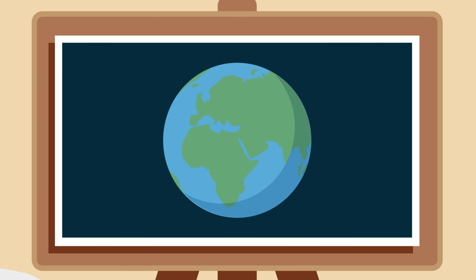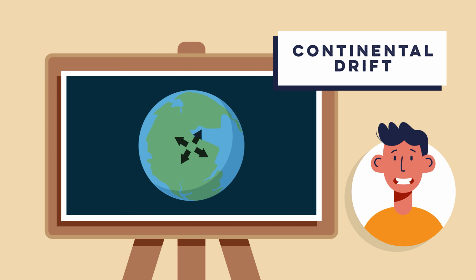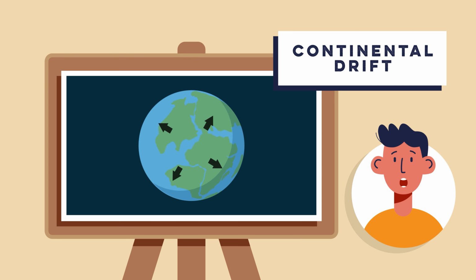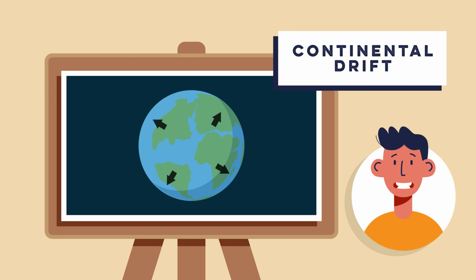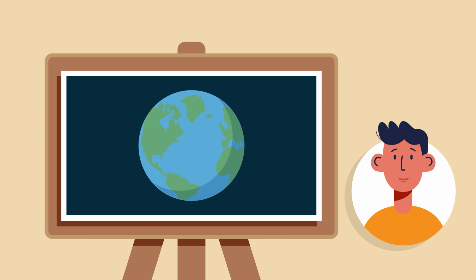Step 4 is continental drift. This movement of tectonic plates leads to continental drift. Over millions of years, continents have shifted from one massive landmass, called Pangaea, to their current positions. This process continues today, slowly but continuously reshaping the Earth's surface.